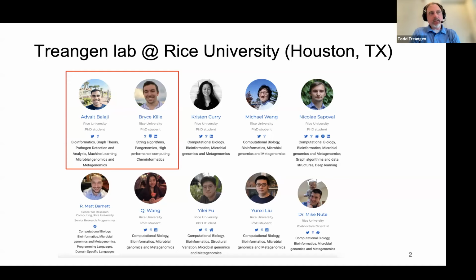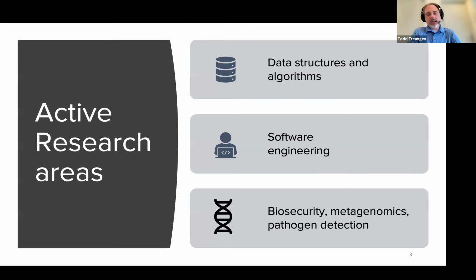The 2 lab members highlighted in this red box are the 2 primary contributors to the software tool I'll describe today, with Advite Balaji, the PhD student, who's really been leading the charge over the last couple of years here. So I'll just go ahead and get started. And one last thing, just for those that don't know me, my research areas sit at the intersection of data structures and algorithm design, and software engineering. I like to build software tools that others are able to use and can deploy to laptops, to cloud, et cetera. And as I just said, biosecurity, metagenomics, and pathogen detection are 3 broad topics that I focus on.